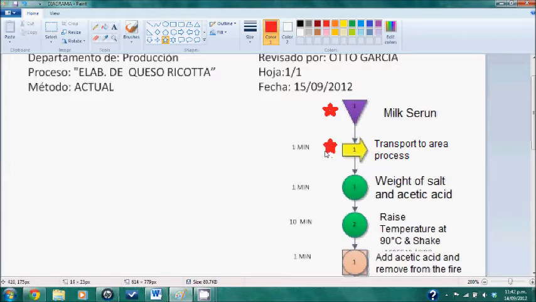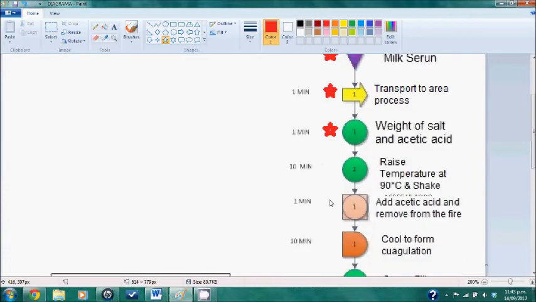Well, in the beginning of the process we have the transport to area process. This is the motion of the matter to the machines in which they will work for making the ricotta cheese. Then the next step is the weight of salt and acetic acid. In this step we measure the amount of salt and acetic acid for making a good quality product.